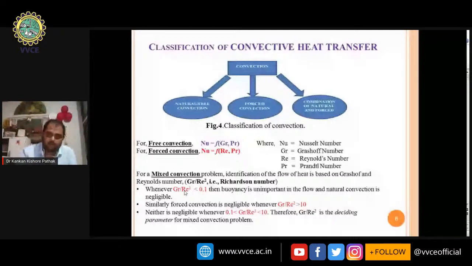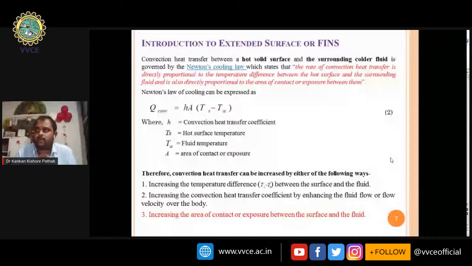Next we'll start the introduction to the extended surface or fins. Now, it is very important that convection heat transfer between a hot solid surface and a colder fluid is governed by Newton's law of cooling, that we know. We already have q = hA(Ts − T∞), where h is the convection heat transfer coefficient, Ts is the hot surface temperature, and T∞ is the fluid temperature.